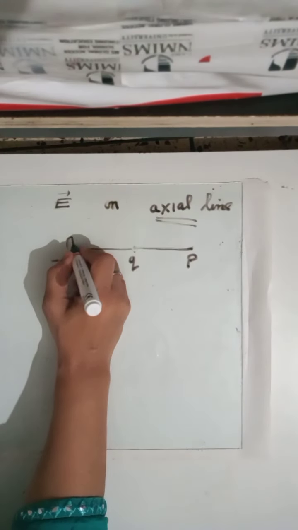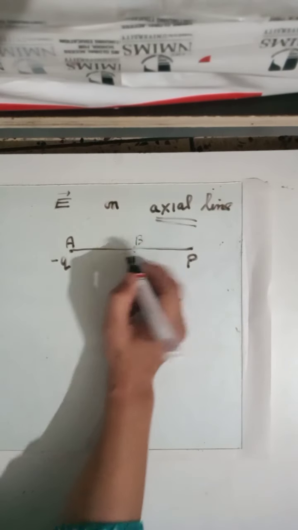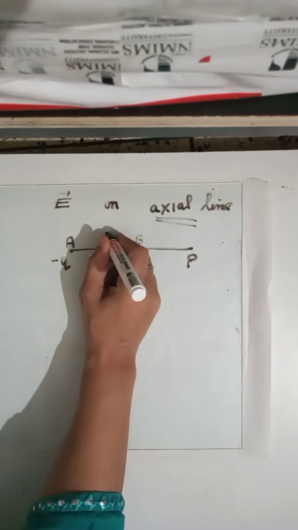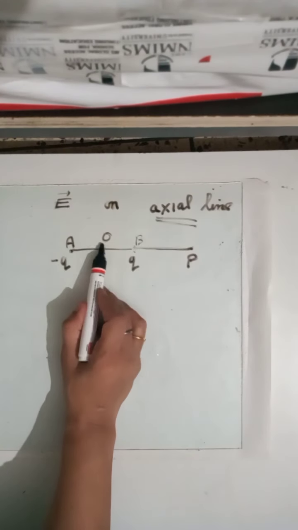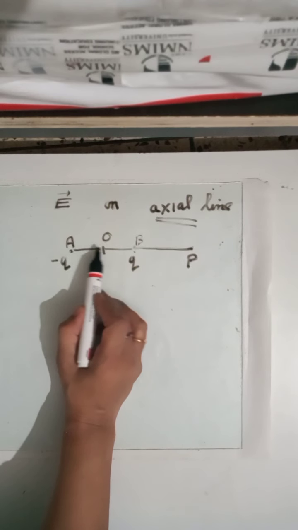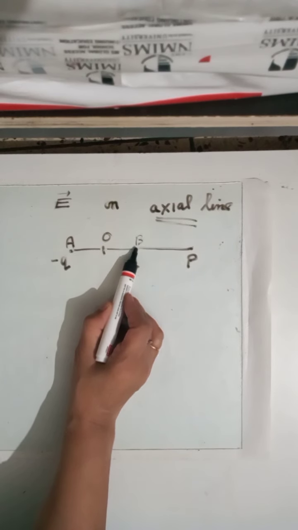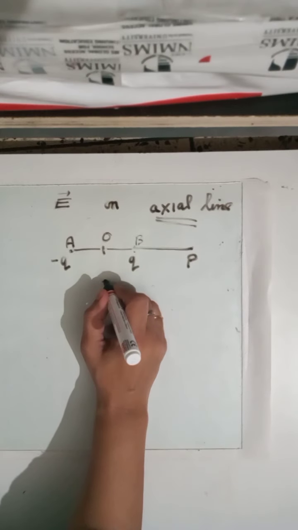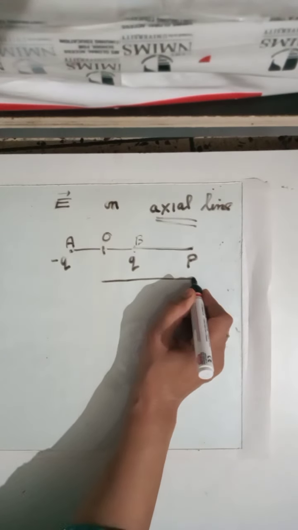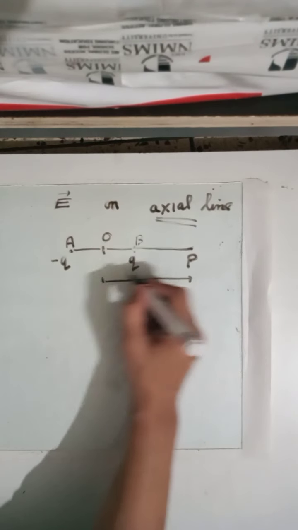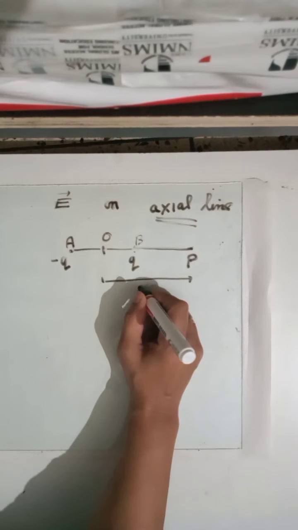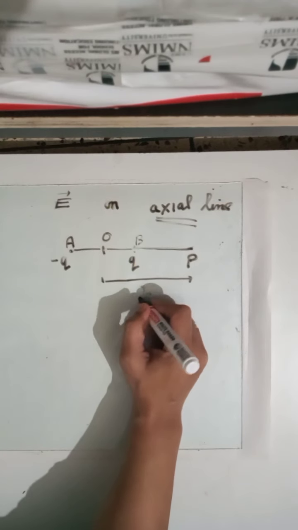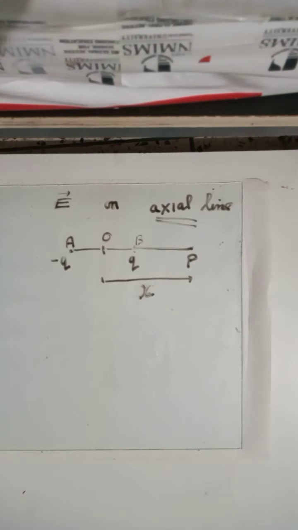You can say this is point A, this is point B, and this is point O, because O is the midpoint. That means AB is equal to 2A. O is the midpoint, that means AO is equal to OB is equal to A. Now, what is the distance of the point P from point O? The distance of the point P is X. You can take it as R also, as you wish. Now we have to determine the electric field at the point P.